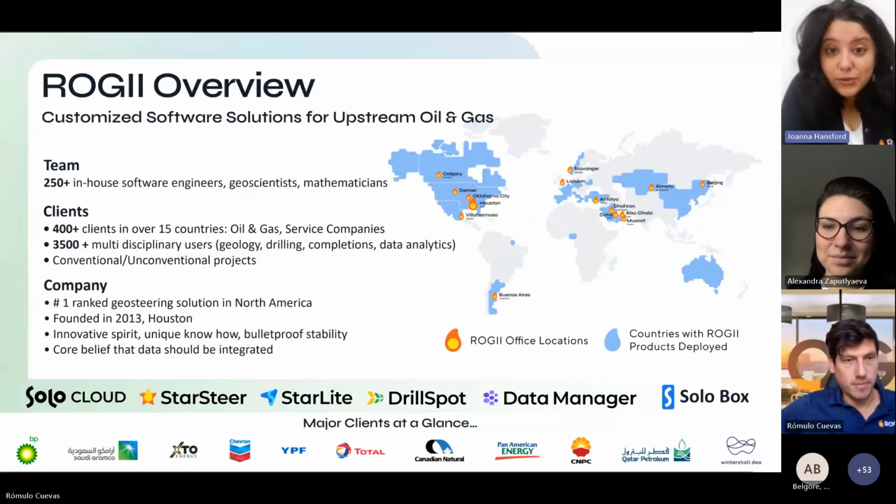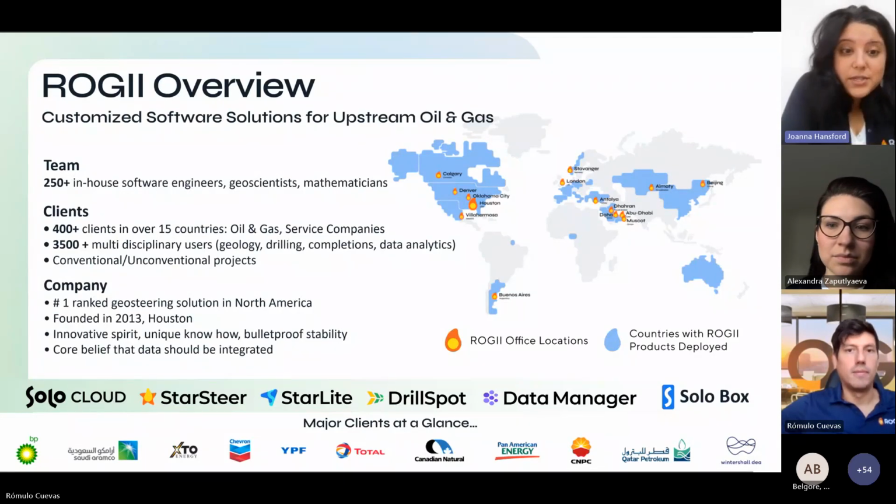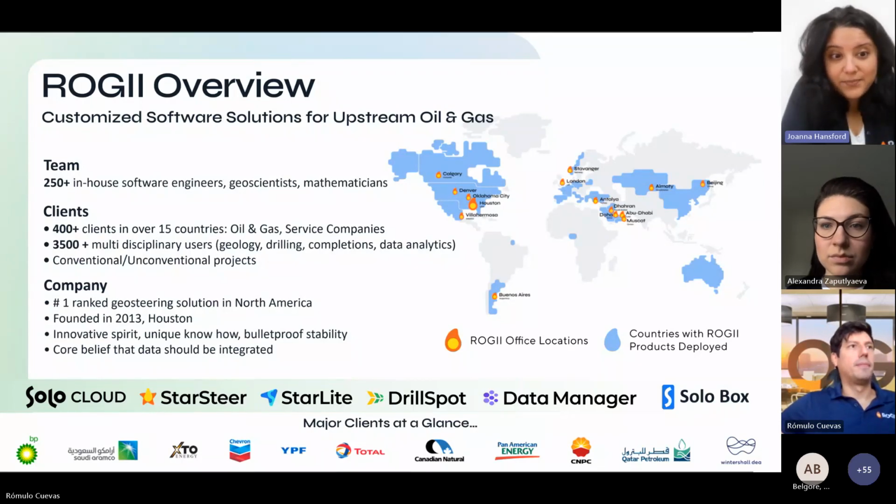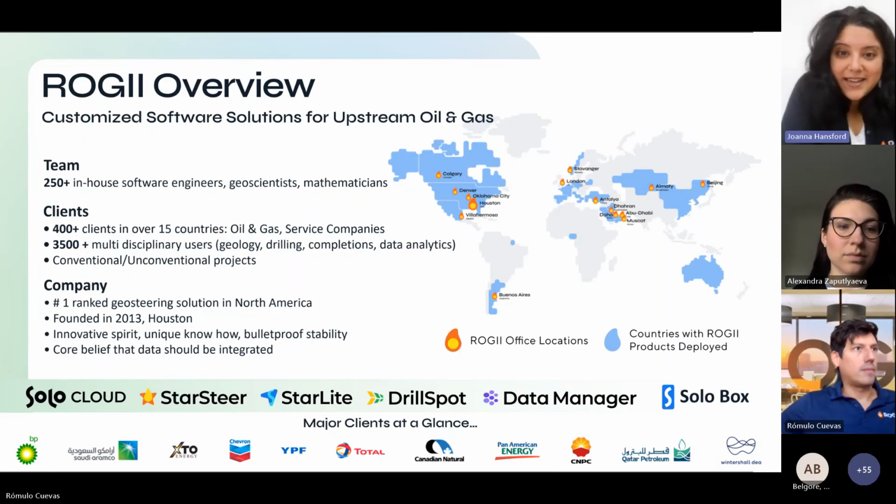Okay, so getting back to Rogi and who we are. We provide customized software solutions for upstream oil and gas. And to be more specific, we really work with real-time operations, and that's our focus area. We have a team of around 250 people around the world, and these are mainly software engineers, geoscientists, and mathematicians. And you can see from the map in the slide.